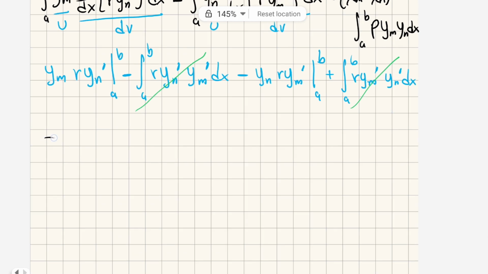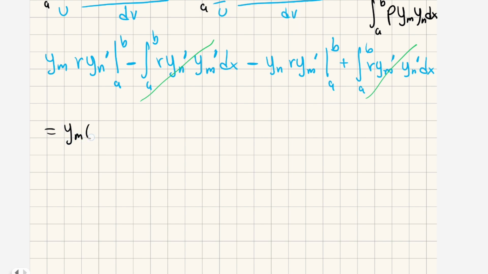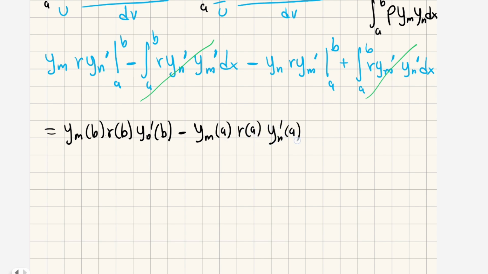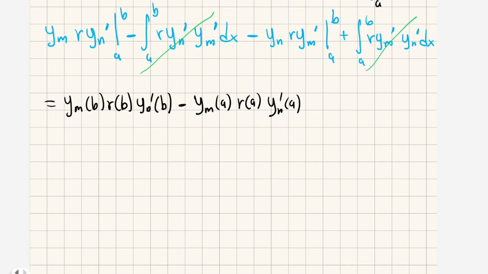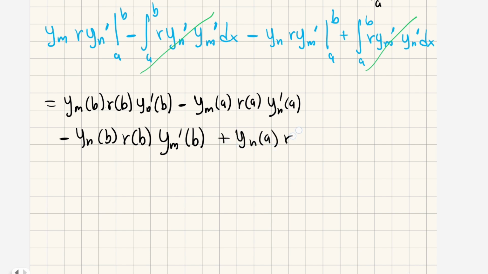Well, we need to take the evaluation of the limits, and looking that these three are functions of x, remember. So this will be ym of b, r of b, yn prime of b, minus ym of a, r of a, yn prime of a, like this. And then we will get minus yn of b, r of b, ym prime of b, and then minus, but with the minus of the fundamental theorem of calculus we will get a plus. So yn of a, r of a, ym prime of a.